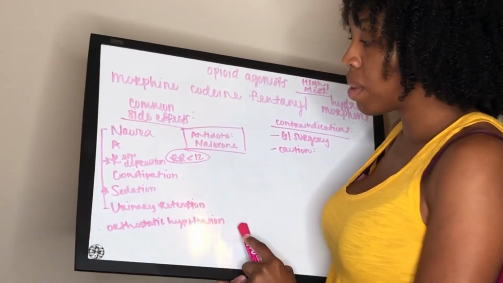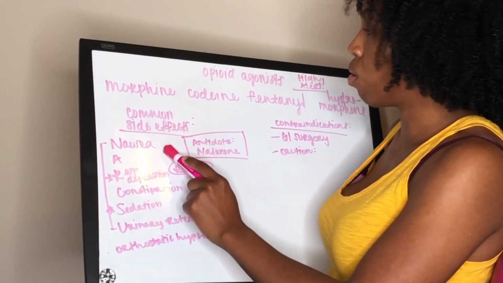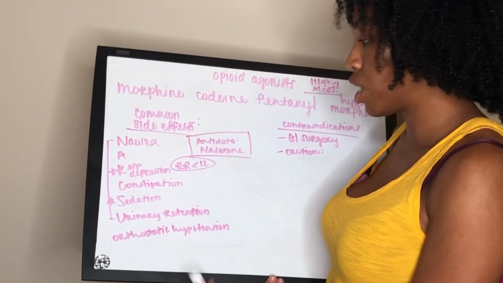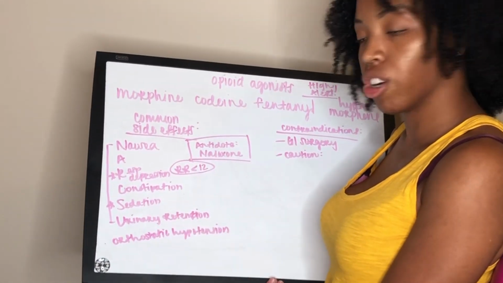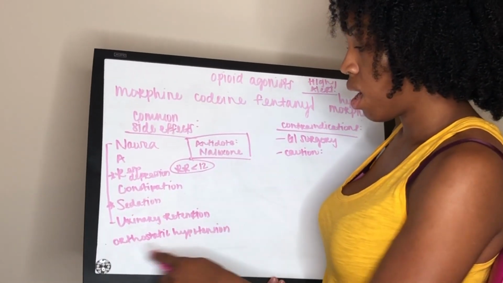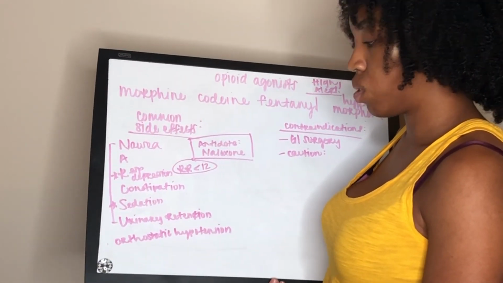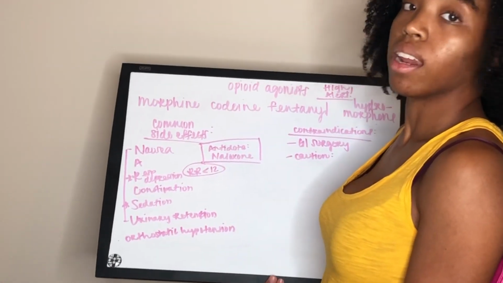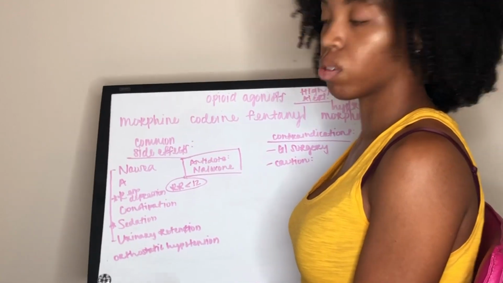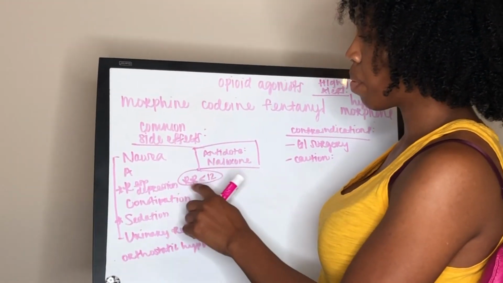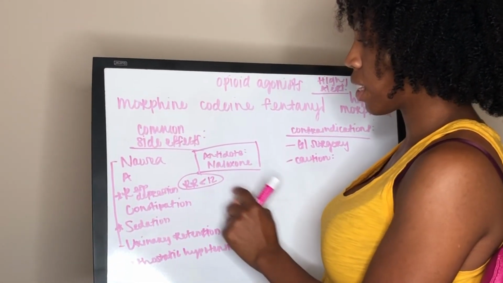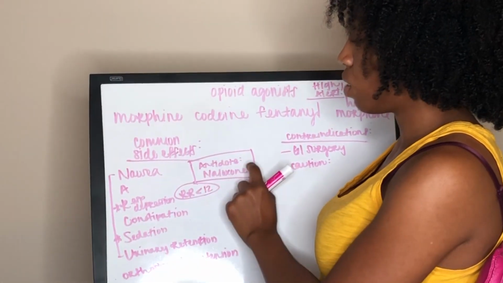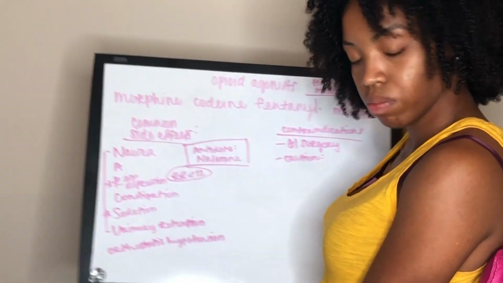And then I have my common side effects. So for opioids, it's narcs you: nausea, respiratory depression, constipation, sedation, urinary retention, like can't pee, and orthostatic hypotension, which is when you change positions and you feel lightheaded because your blood just rushed. For respiratory depression, you count that as a respiratory rate less than 12. In that case, you need to give the antidote, which is naloxone.